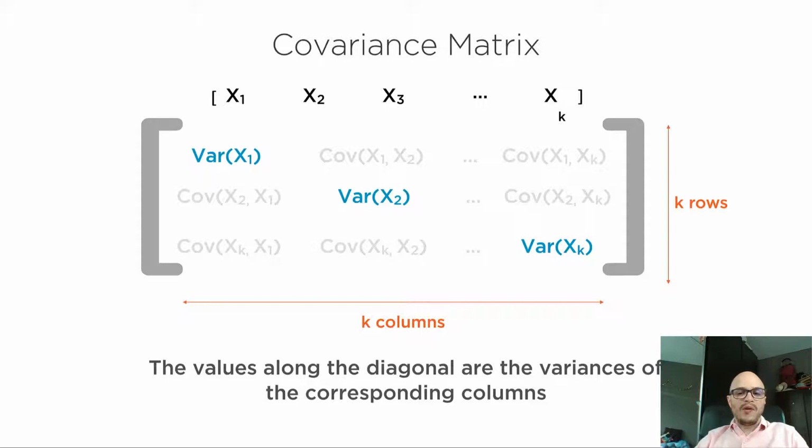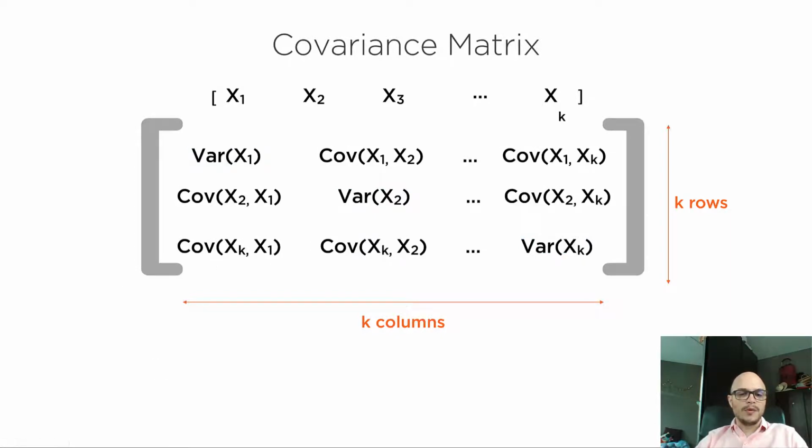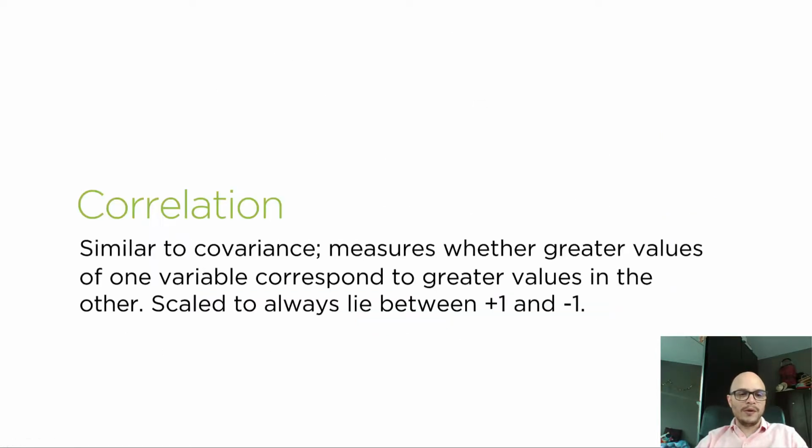When we speak of covariance, we had also discussed the correlation between pairs of variables. Let's move on to understanding correlation. We know that it's similar to covariance. It measures whether greater values of one variable correspond to greater values of another. But this is a normalized representation of covariance. It's scaled to be between +1 and -1.